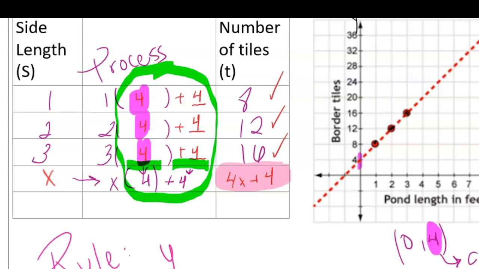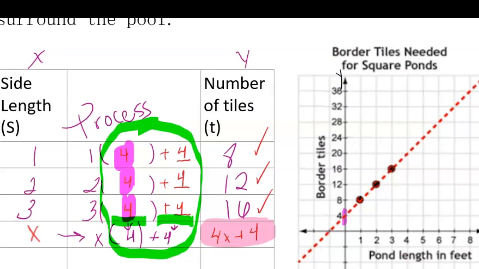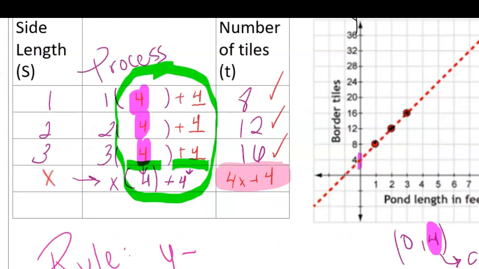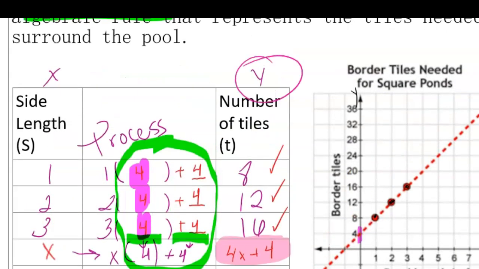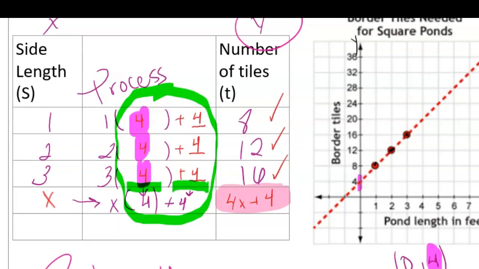Is y. Why is it y? Because it's on the y side. Okay, so y equals that. Make sure you make a note of that. The reason we're equating it to y is because it's on the y side. Okay, so then bring it down. All you have to do is put 4x plus 4.